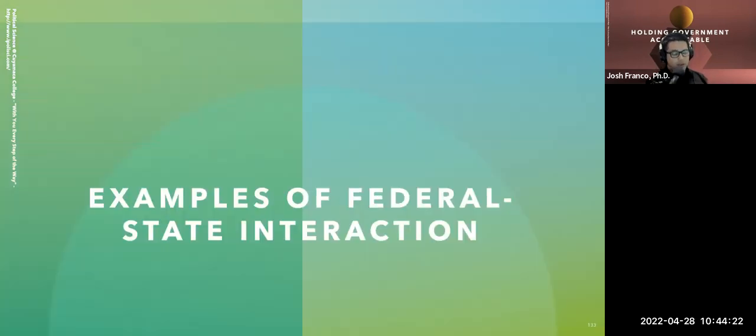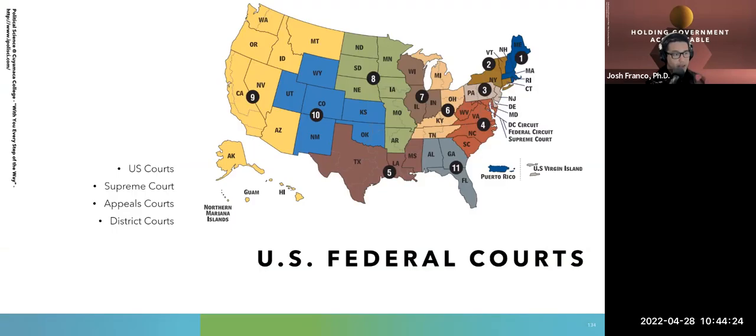So what are some examples of federal and state interaction? What I'd like to do is highlight the court systems for this topic, because it helps to demonstrate to folks the power that's shared.